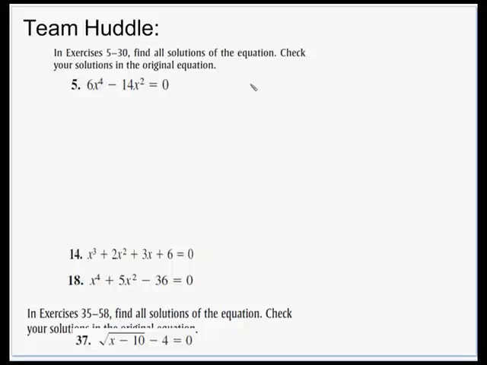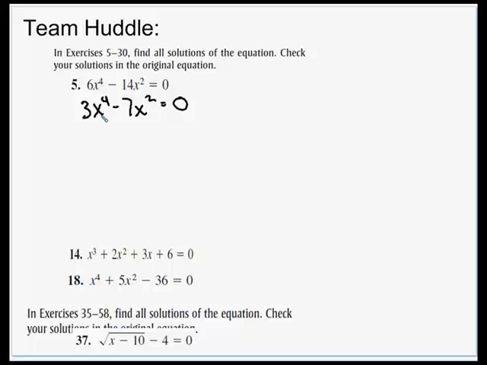Okay, let's see. In the first one, what should we do first? Remember, we don't want to divide through by a variable quantity, but we could divide through by a 2, just to make our numbers a little easier to work with. So that would be a 3x to the 4th minus 7x squared equal to 0.